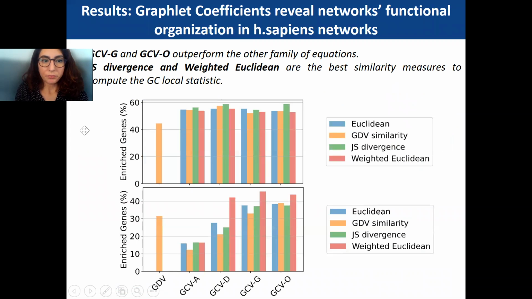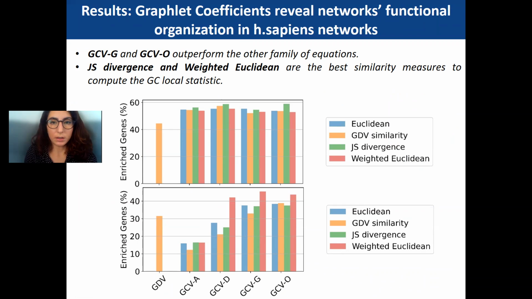So these are the results on Homo sapiens networks. The first plot is the PPI Homo sapiens network. The second is the co-expression Homo sapiens network. Here we can see the percentage of enriched genes, so we can capture the functional organization in this particular organism. We can see that GCVG and GCVO outperform the other families of equations, and also that Jensen-Shannon divergence and weighted Euclidean are the best similarity measures to compute this local statistic.